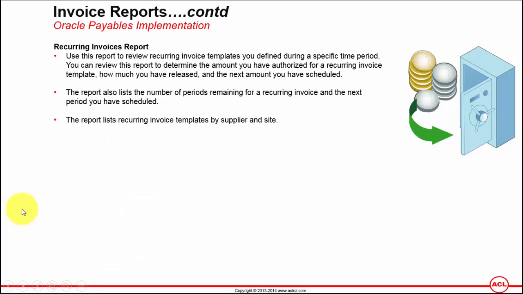Then the next one which I have over here, which is the last one for invoices that we have, is Recurring Invoices Report. And you use this report to review your recurring invoice templates you have defined during a specific time period. You can review this report to determine the amount that you have authorized for a recurring invoice template, how much you have released, and the next amount that is scheduled. As an example, let's say you have made a recurring invoice template for 12 months to pay your office rent, and every month the invoice gets released and paid to suppliers.